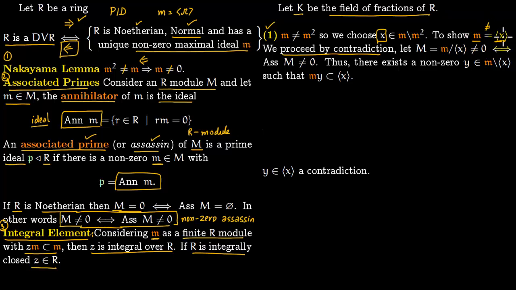So this is not equal and x is lying within m. So you can always consider a module M, which is m modulo the ideal generated by x. And this module is non-zero precisely because we are saying that these two are not equal. So M is non-zero. So now you come here. M is non-zero if and only if the associated primes of M are not 0.